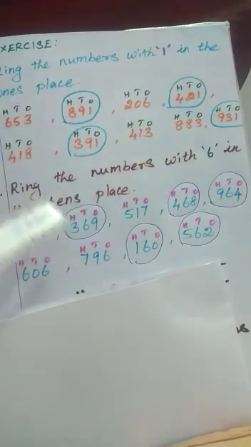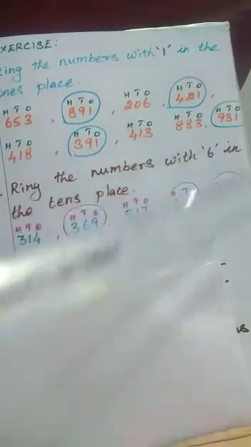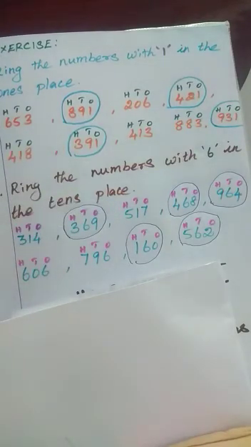So like that, same method, see the second sum: ring the number with 6 in the tens place. Now you have to see the tens place only. In the first sum you have to see the ones place. Same method in the second sum, you have to see the tens place number. In the tens place, 6 is that number only you have to circle.